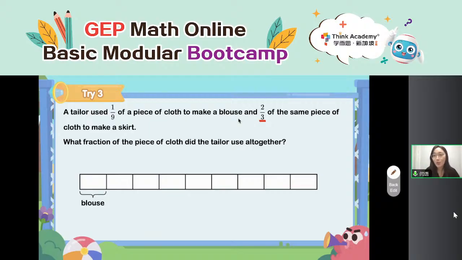Well, this is actually what we learned before. That is the equivalent fraction, right? So think about it. 2/3 is equal to something over 9. What is something here? Yes. So actually here we have one more step. That is 2/3 equals 6 out of 9, right? So here we can label out 6 units, 6 units for the skirt.